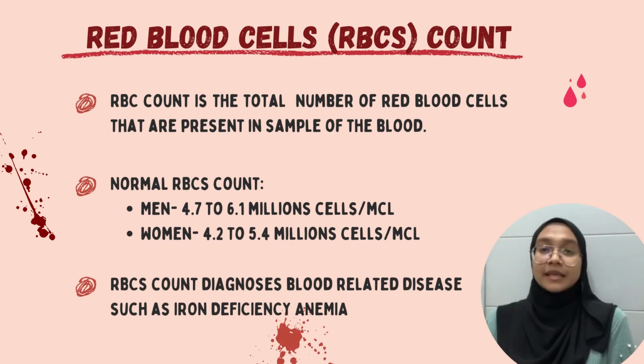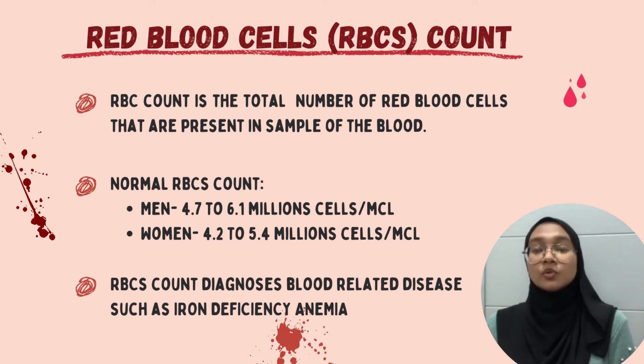The first lab test that can be done to detect the disease related to erythropoiesis is the red blood cell count. RBC count is the total number of red blood cells that are present in the sample of the blood. The normal RBC count for men is 4.7 to 6.1 million cells per microliter. However, for women, it is 4.2 to 5.4 million cells per microliter.